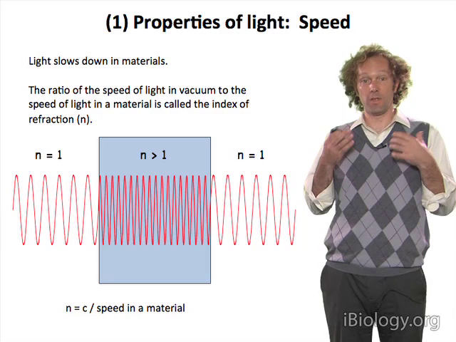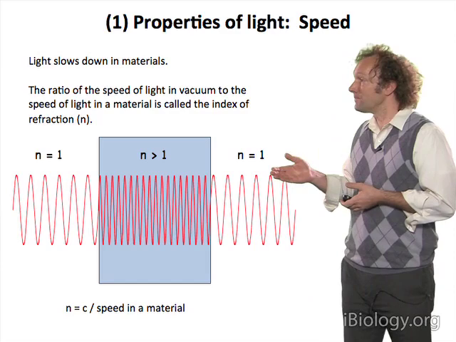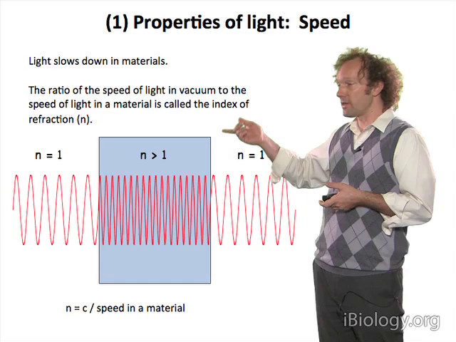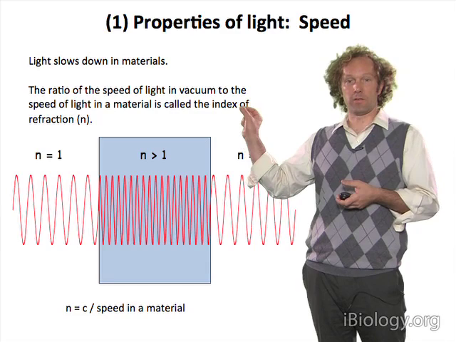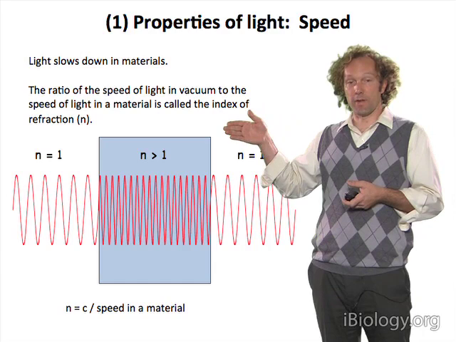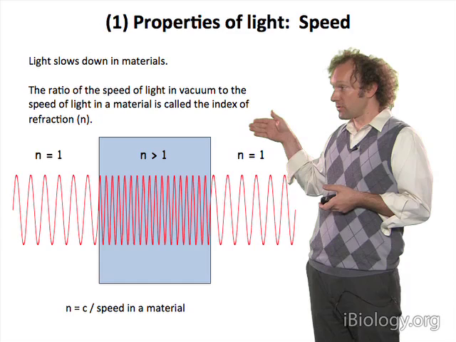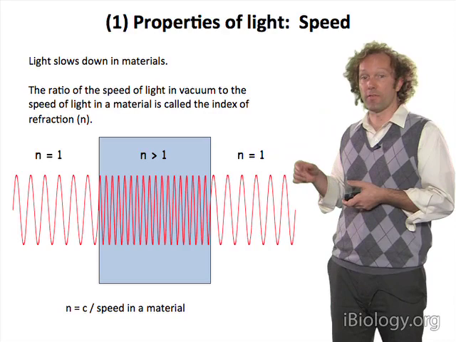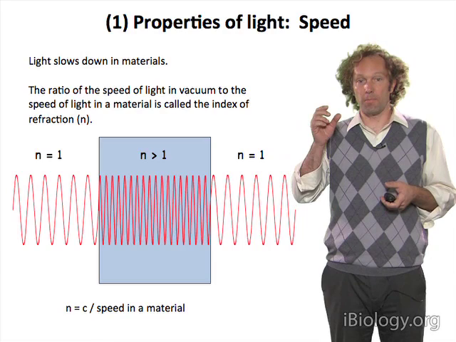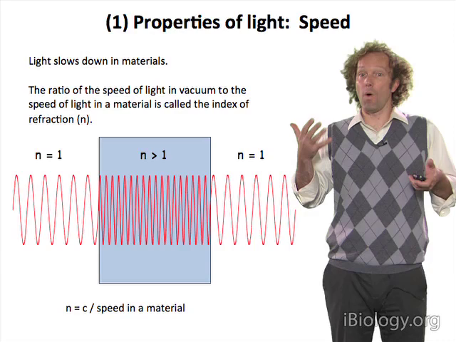What you'll notice from the diagram here is that the amplitude has remained quite large in this particular material, but the distance between the peaks and troughs has reduced. What that means is that the wave speed is slowing down. It also means that the wavelength is getting smaller as it passes through this higher index material. Then that wavelength and the speed are recovered as it exits the material. So what this tells us is that the properties of light change as you move from one material to another. You have to know what material you are in to define well the properties of light.